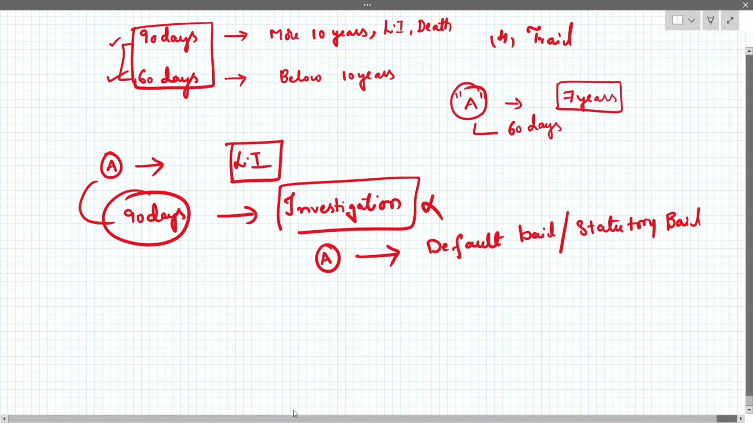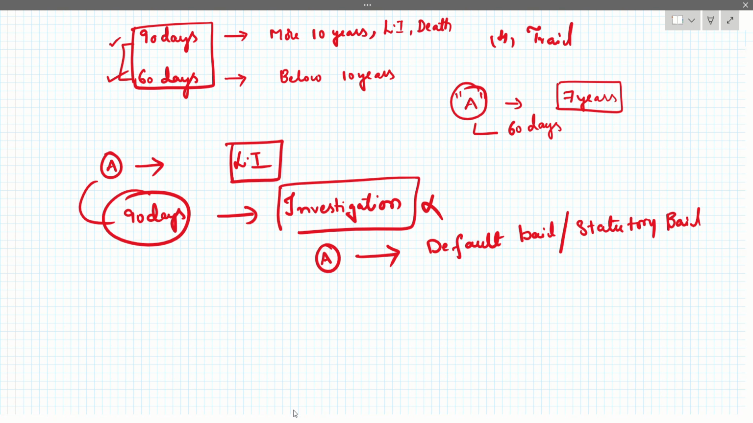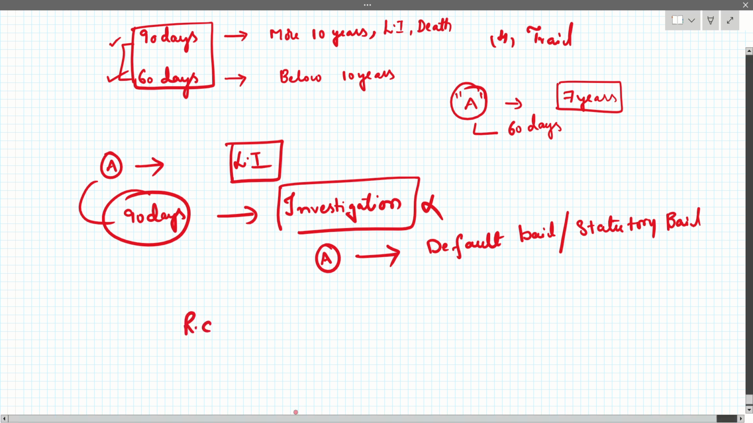So this is the concept that is called statutory bail or default bail. Simply remember that when any person is kept in custody in the name of investigation by a police officer, if the police officer fails to complete the investigation within the said period, that is either 60 days or 90 days, according to the punishment of the offense, then the accused has every right to ask for statutory bail or default bail. So this is the concept which you have to understand before knowing what is the Supreme Court judgment in Ritu Chhabaria versus Union of India case. So now coming to the case, Ritu Chhabaria versus Union of India.